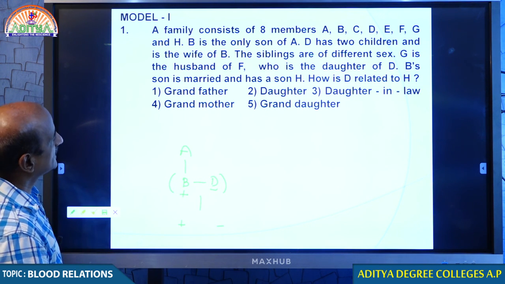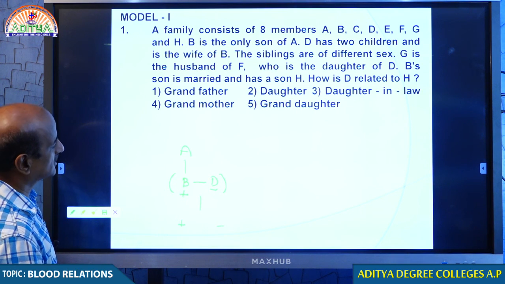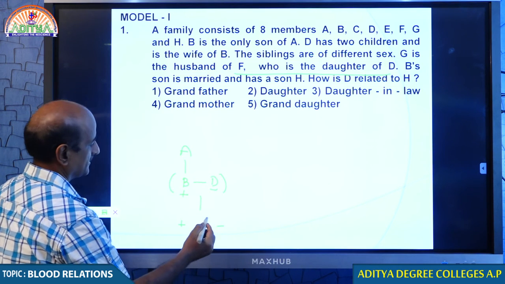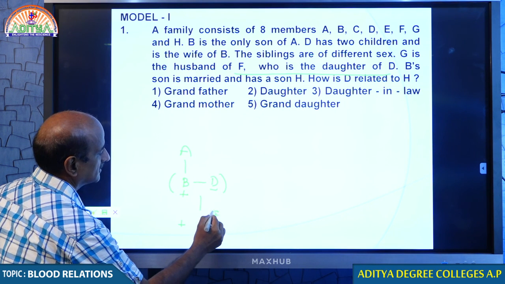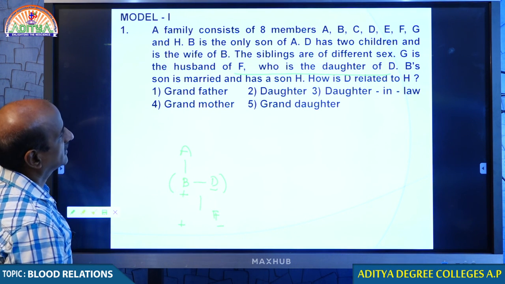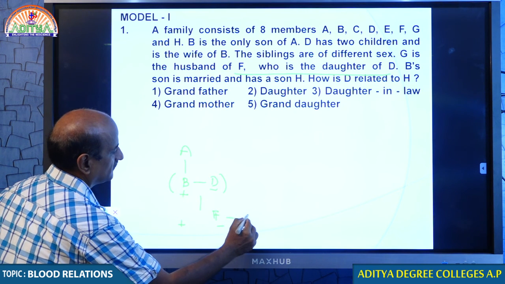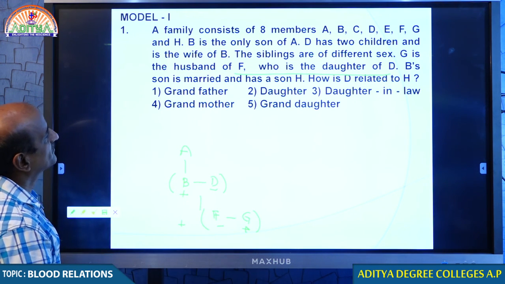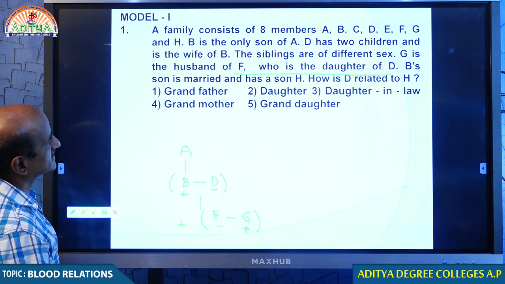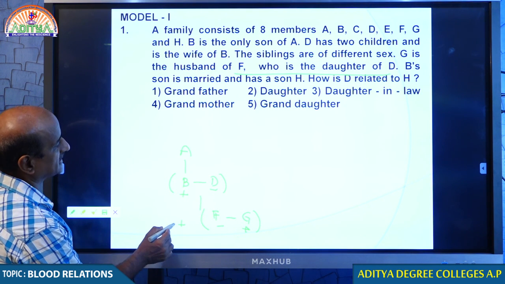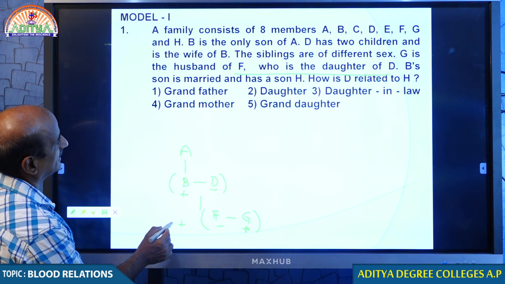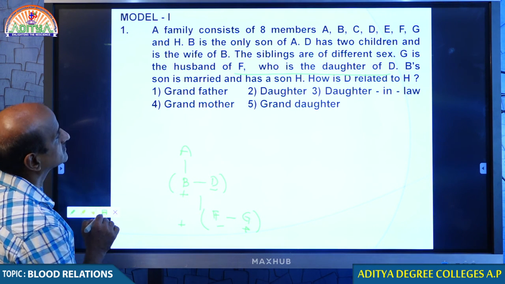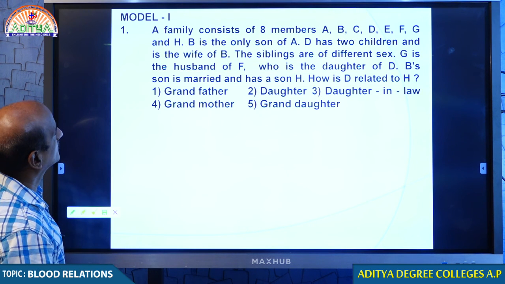Then, G is the husband of F, who is the daughter of D. F is the daughter of D, and G is the husband of F. Okay, students? Then B's son is married. He is B's son. B's son is married and has a son H.